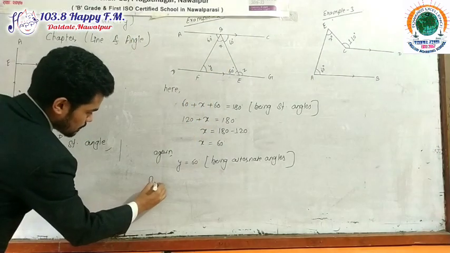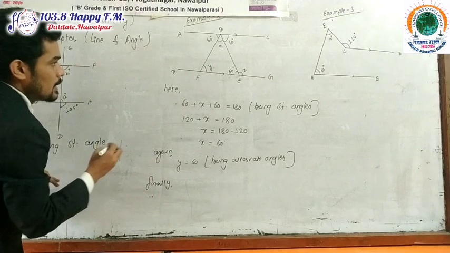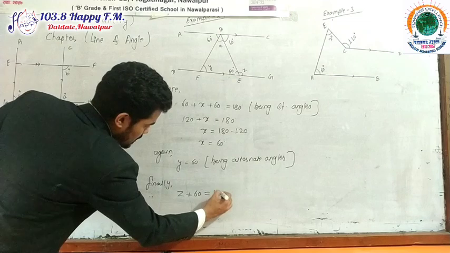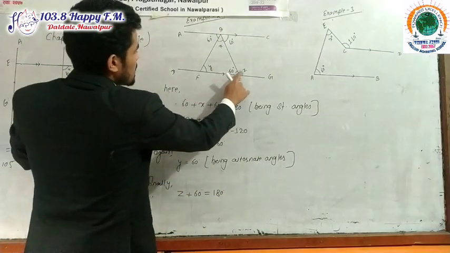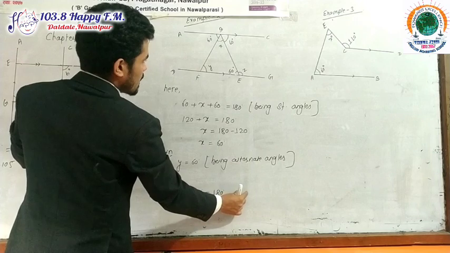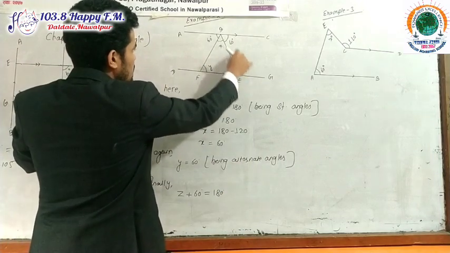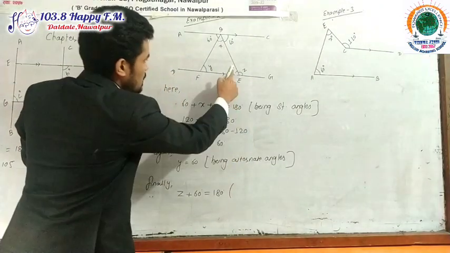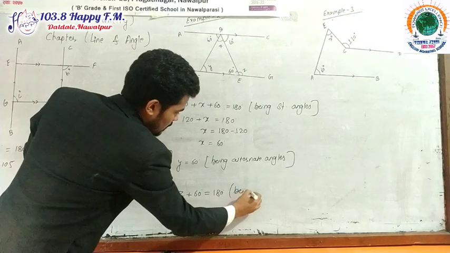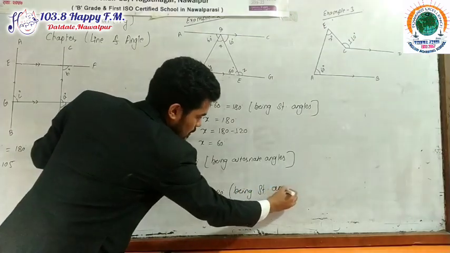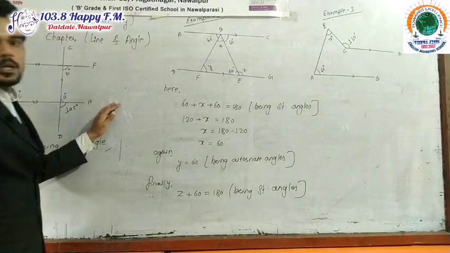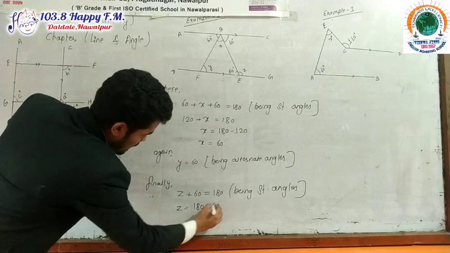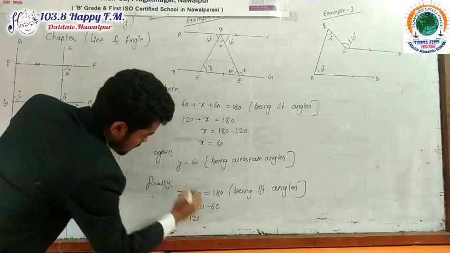So finally, 60 and Z, that is Z plus 60 is equal to 180 degree. If you use this 60 and Z, you have to write the reason as straight angles, and if you use 60 and this Z, you have to write the reason as co-interior angles. So I am using this relation, so I am writing being straight angles. So the value of Z will be 180 minus 60, that is Z is equal to 120 degree.